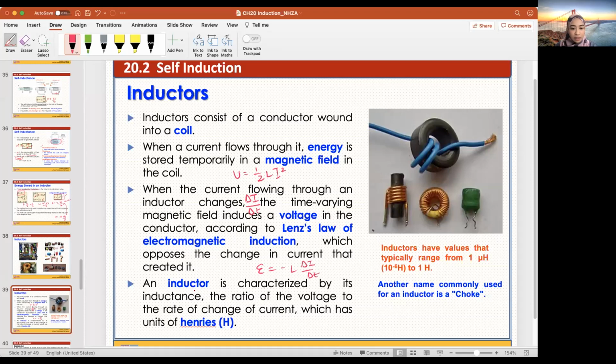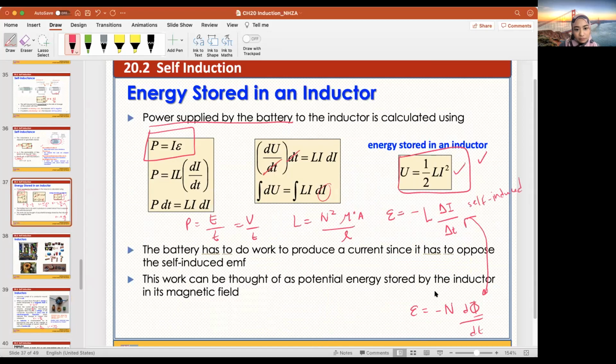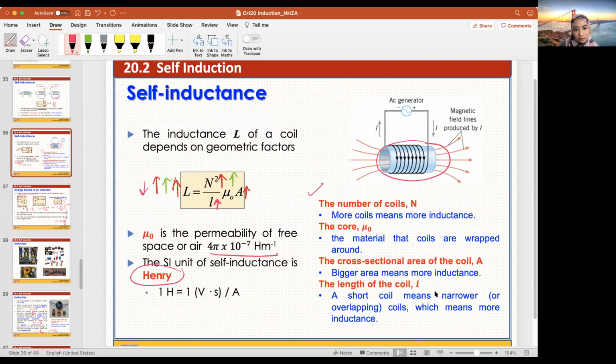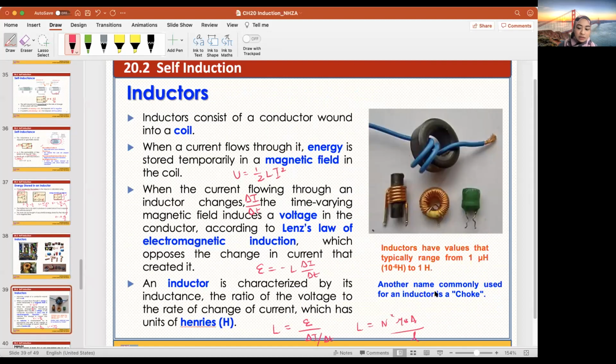So that's your equation. An inductor is characterized by its inductance, the ratio of voltage to the rate of change of current. So what is this sentence saying? It's basically saying from this equation, L is the ratio of voltage over delta I over delta T. That is what it's saying. Where L is N squared mu naught A over L. Did I miss anything? Okay, I did. So that is the summary for inductor.